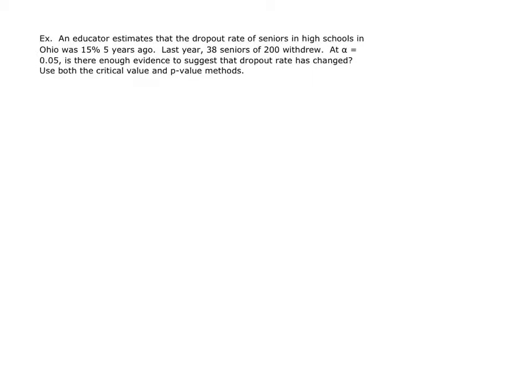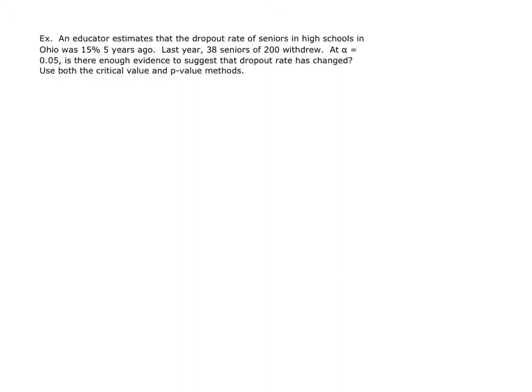An educator estimates that the dropout rate of seniors in high schools in Ohio was 15% 5 years ago. Last year, 38 seniors of 200 withdrew. At alpha equals 0.05, is there enough evidence to suggest the dropout rate has changed? Use both critical value and p-value methods.